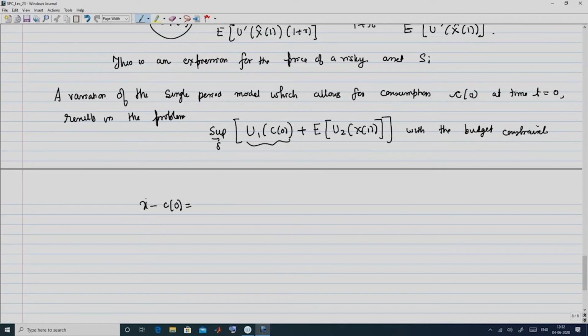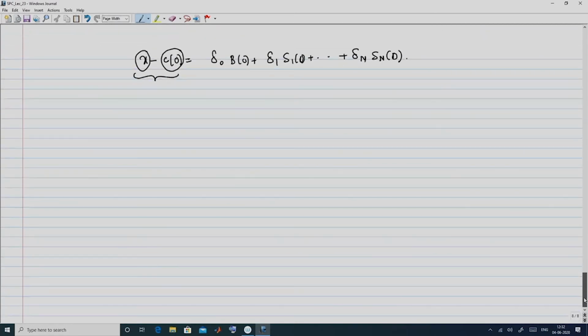Remember that we start off with wealth x, but you can invest only the amount that is left after consuming C0. So, that means x minus C0 can be used to purchase delta naught bonds plus delta 1 units of the first stock all the way to delta n units of the nth stock. So, this should actually be S1 of 0 and Sn of 0. All right.